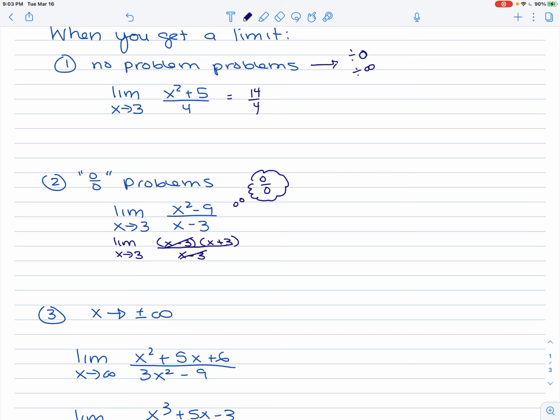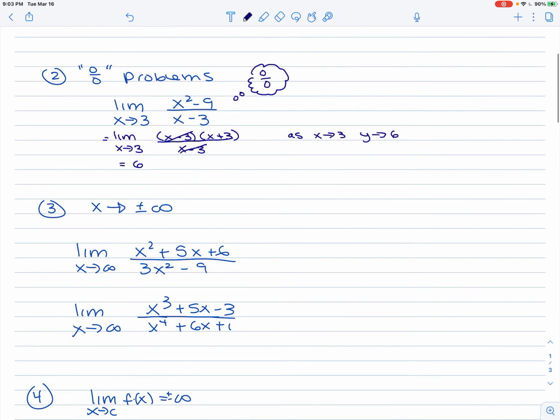So then when we cancel this out, now it becomes a no problem problem, and when we put 3 in, we get 6. So what this is saying is as x approaches 3, this whole limit notation when I say equals here means that the y value is approaching 6. So we're saying as x approaches 3, y approaches 6. Or up here, as x approaches 3, y approaches 14 over 4, or 7 over 2. Okay? Might as well reduce that.